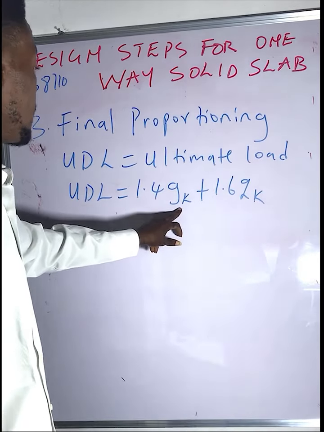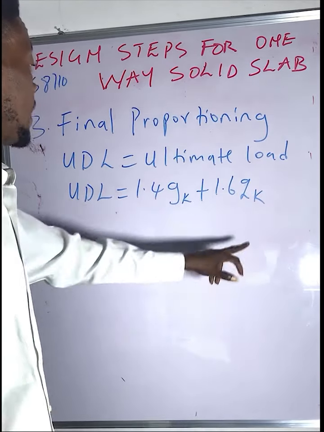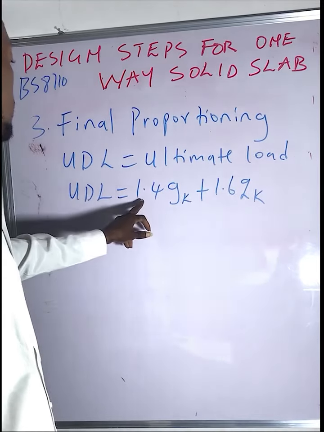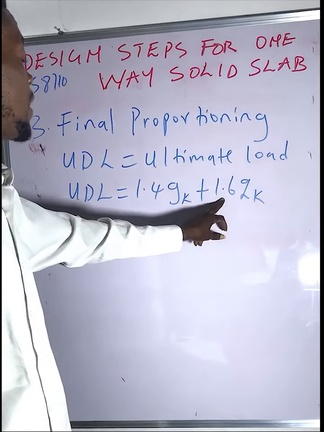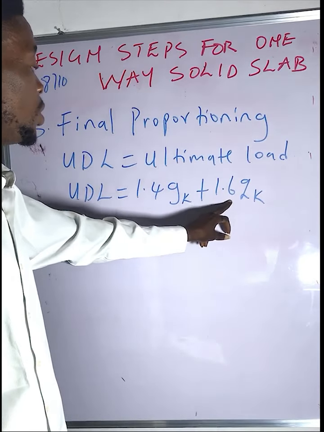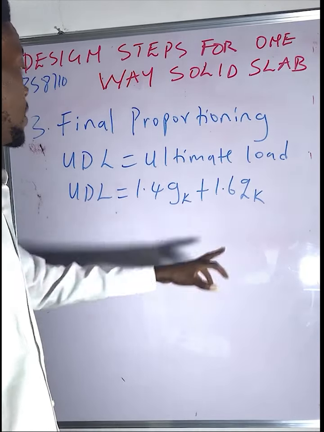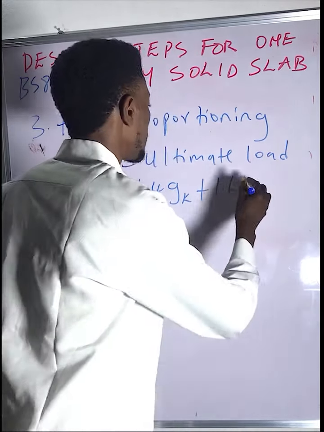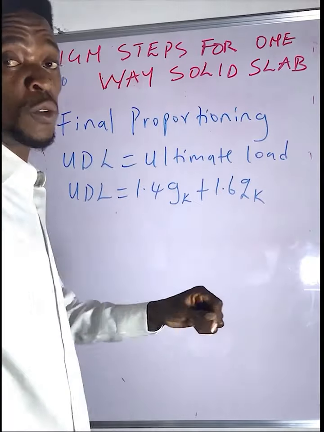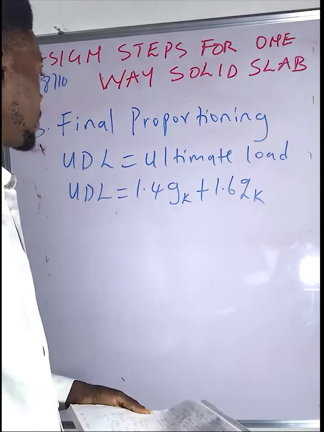To determine your ultimate load, UDL is 1.4 Gk plus 1.6 Qk. This is the dead load, and this is the live load. This is the factor of safety for dead load, which is 1.4, plus the factor of safety for live load, which is 1.6. This live load is a function of the use of the building.